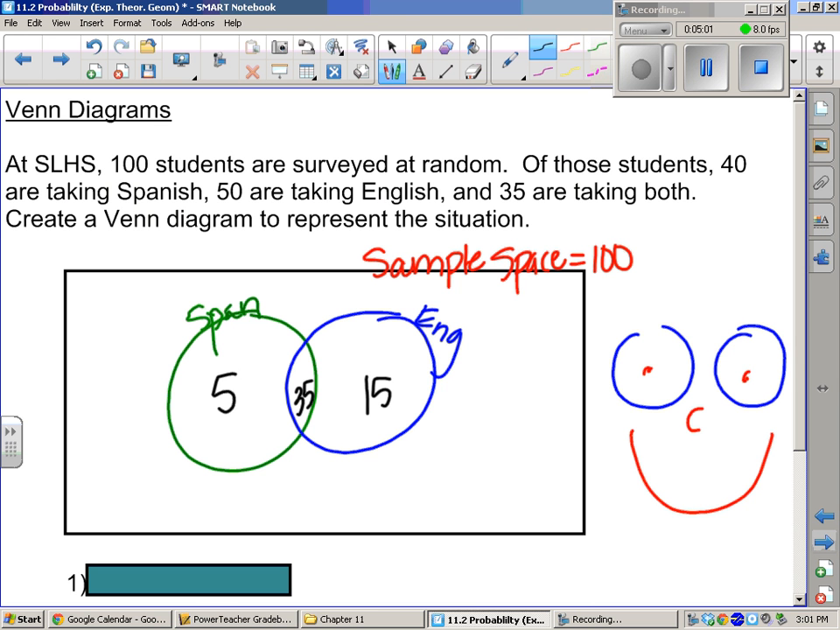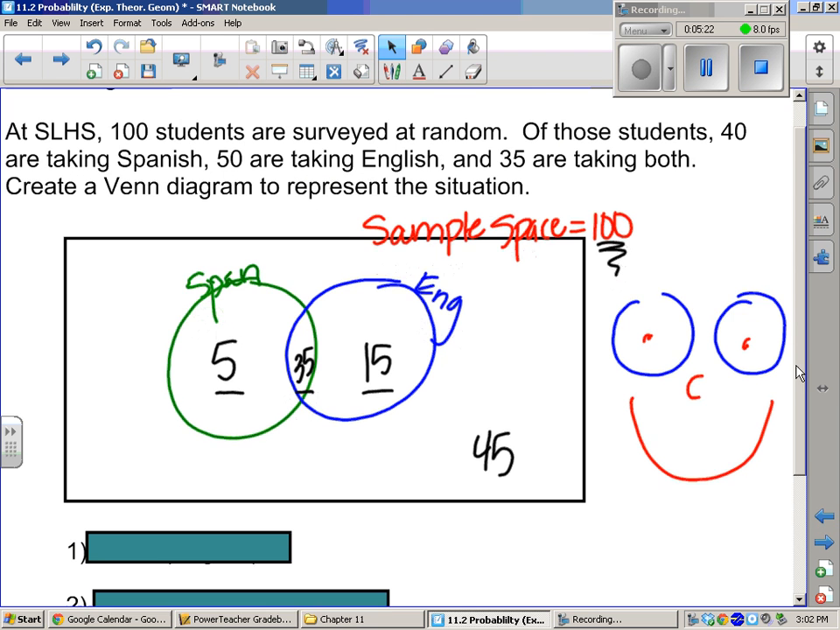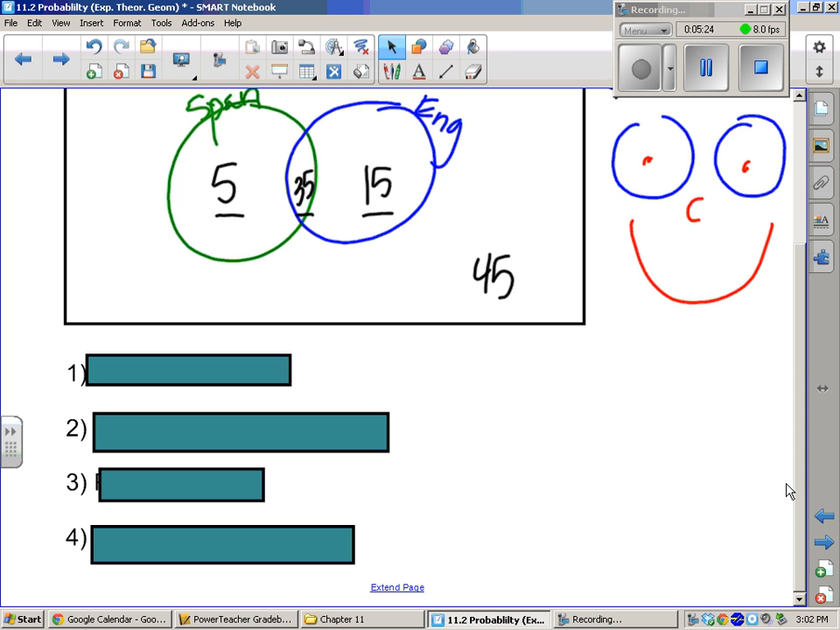Oh, one thing before we do the questions: how many are not taking either Spanish or English? I have 100 kids, but how many total are taking Spanish and or English? 5 and 35 is 40, and 15 more is 55. So that leaves 45 who are not taking a language. They're in the sample space. They must be taking math. Yeah, lots of math.